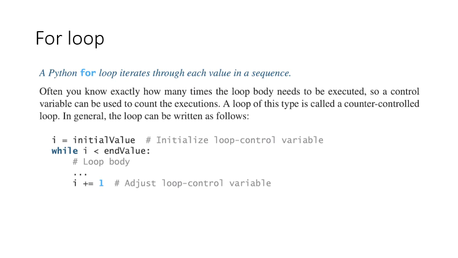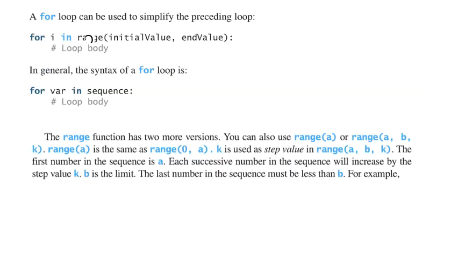A loop of this type is called a counter control loop. In general, the loop can be written as follows. I is equal to initial value. So here you can initialize the looping variable I. While I is less than end value colon, this is the loop body, it should be indented. Then I is equal to I plus 1. This is adjusting the control variable.